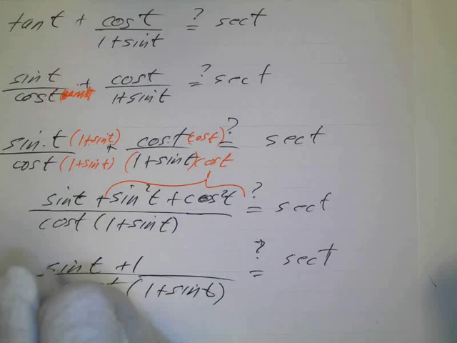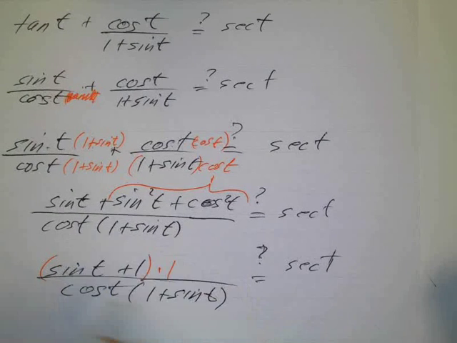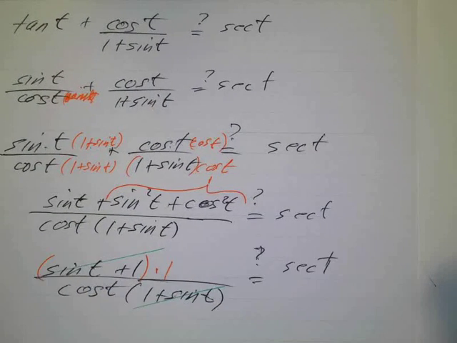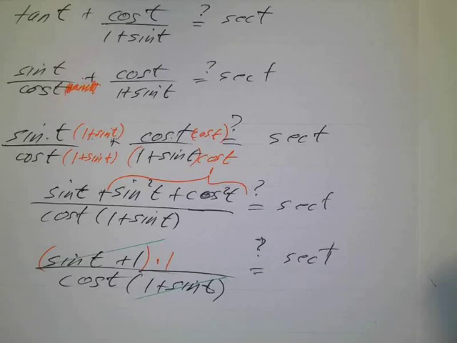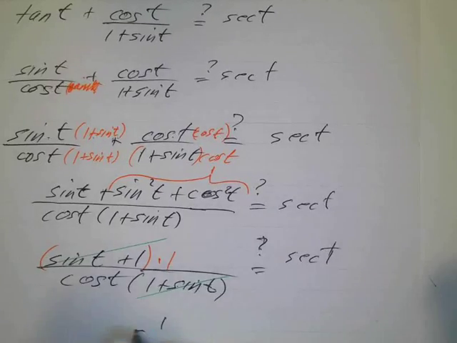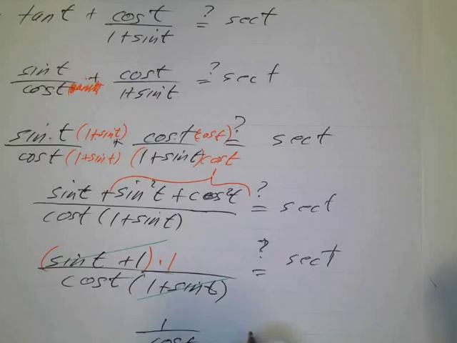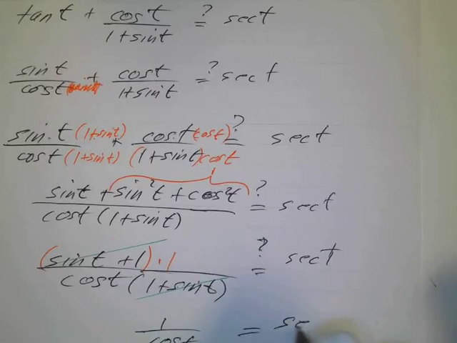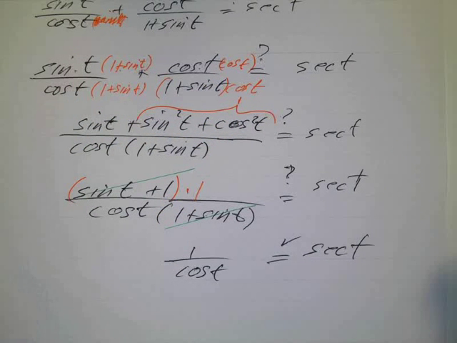Now what do these do? These cancel, don't they? I can think of this as times 1, so I can cancel those, 1 plus the sine of t. So now I have 1 over the cosine of t, and that does indeed equal the secant of t. So that's checked. There we go. That was a nice one, on the longer side.